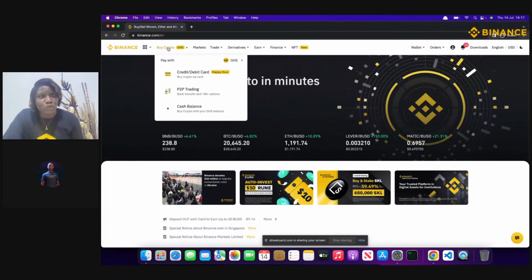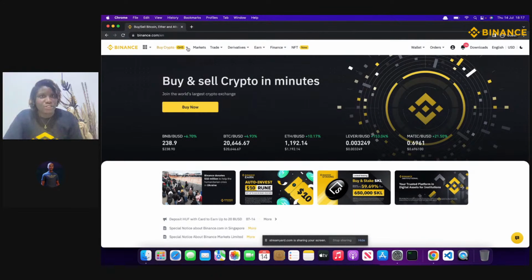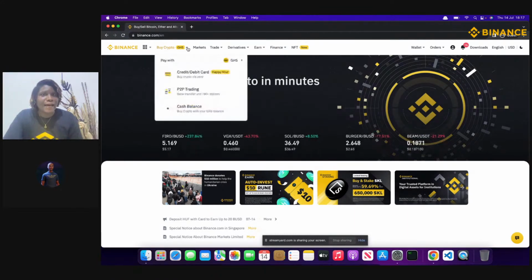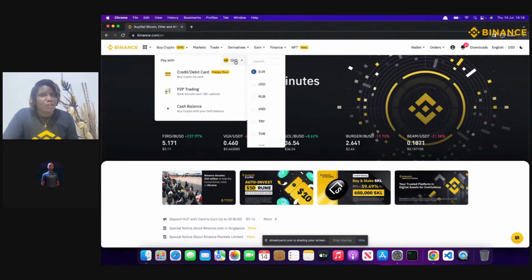So when you toggle on this, you see buy crypto, and right here you see GHS. It's in GHS because I registered the account using Ghana, so it's the default GHS, but you can change it. You can change it to whatever other currency that you want. When you actually hit on this, you'll be able to come here, pay with what you want to pay with, so you can choose any other currency that you require.